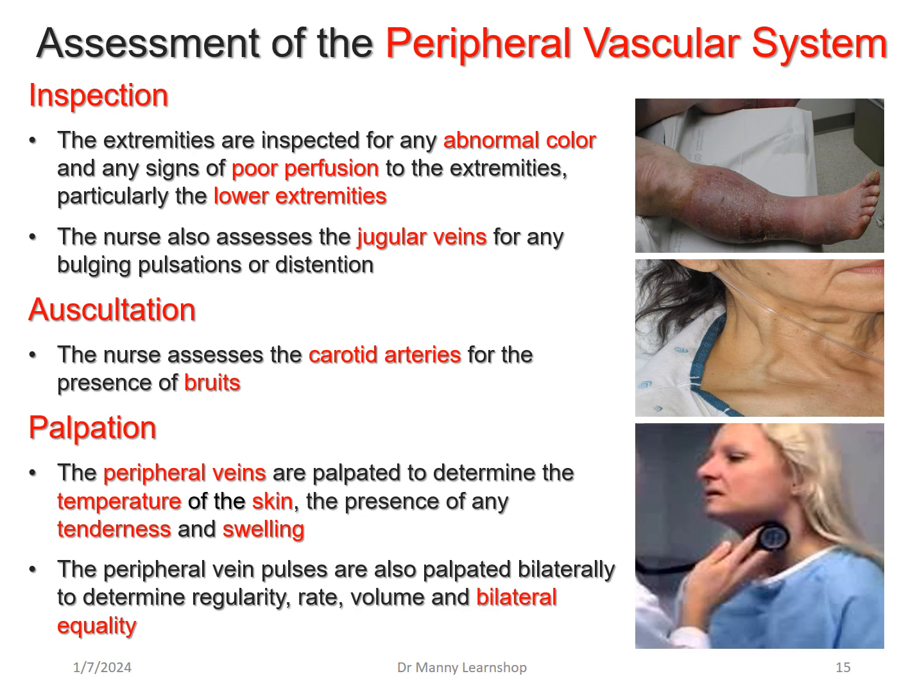In the second image that you've got there, there's an elevated JVP, which has bulging pulsations and distension of the jugular vein. When it comes to palpation, you can palpate the peripheral veins to determine things like the temperature of the skin, any presence of tenderness or swelling, edema, especially in the lower limbs. When you're palpating the pulses, ensure that they are bilaterally equal, regular in rate and volume or grade.